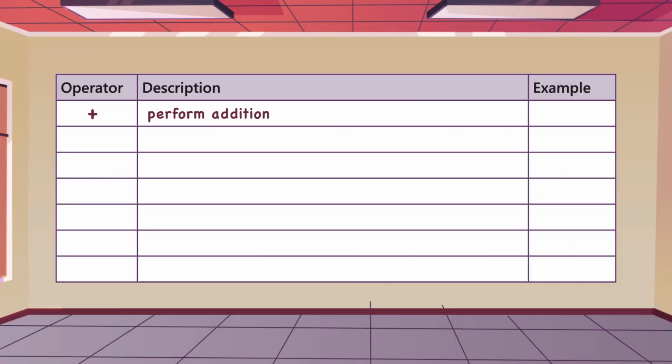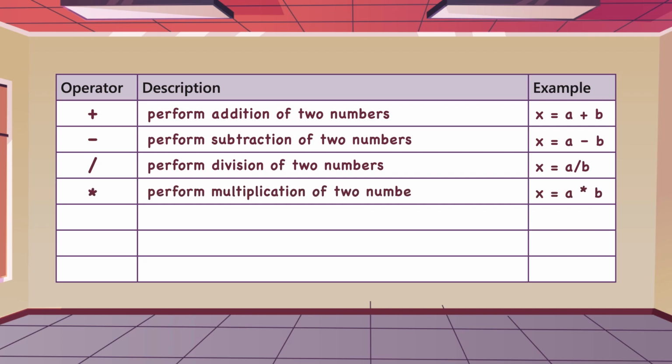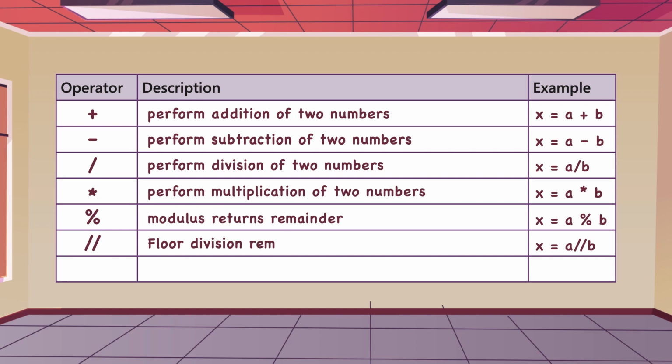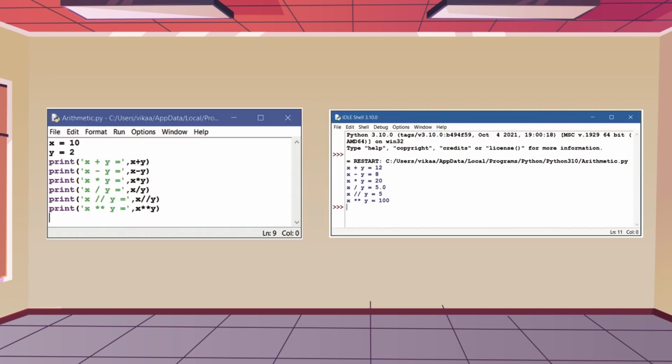This operation performs addition of two numbers. For example, this. This operation performs subtractions of two numbers. This operation performs division of two numbers. This one performs multiplication of two numbers. Here, a modulus returns remainder. Here, floor division removes digits after the decimal point, like this. And here, exponent performs raised to power. Here is an example and its output.